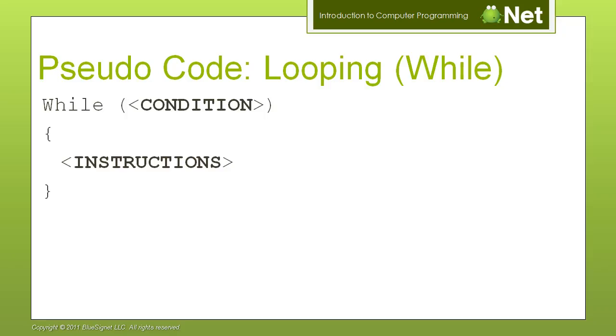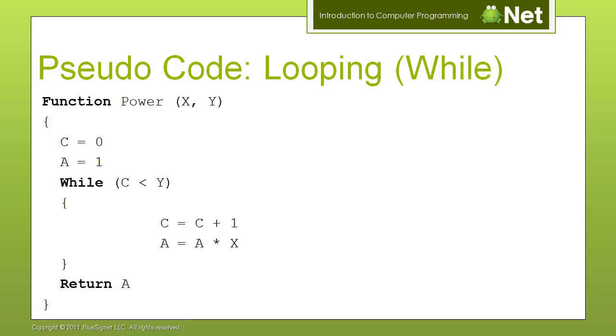And every time the set of instructions are run, we go back to the top, and if the condition is still true, we run the block again. And we keep repeating that block of code until the condition is false. So here's a pseudocode representation of that flowchart that we did before, that power function, where we have the while condition, so while c is less than y, increment the counter, and then set our answer equal to a times x, and then once we're done, we return the answer back to the user.